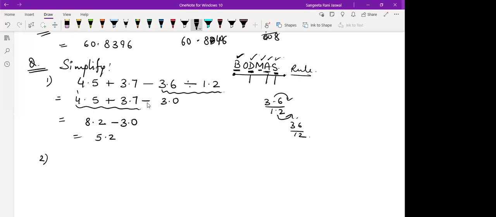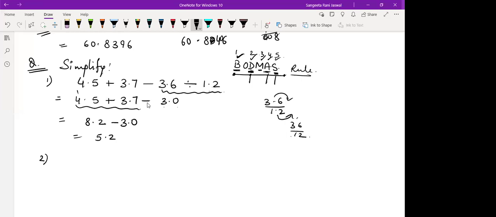We have these three signs, no? So among these three, we should first do divide, because divide is coming first here. We start from here, 1, 2, 3, 4, 5, like this. So we will divide these two numbers. When we divide these two numbers, we get 3. Here we have done the division. You understood how we got 3?